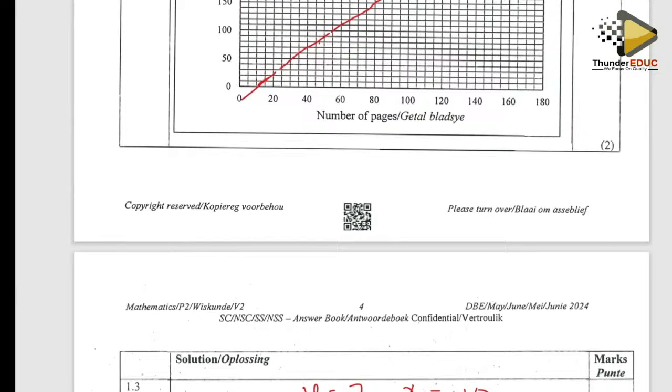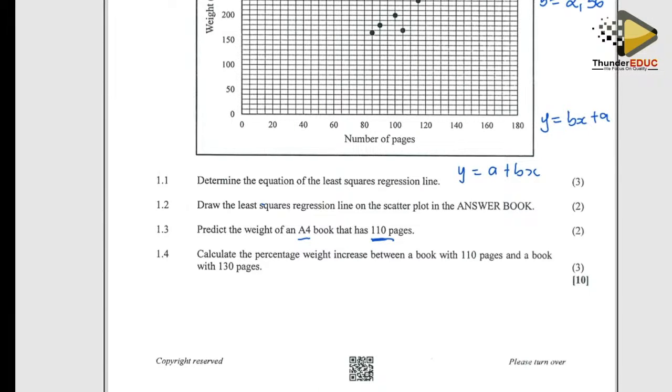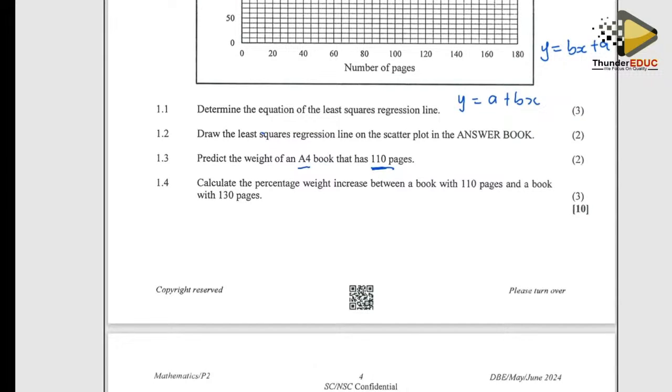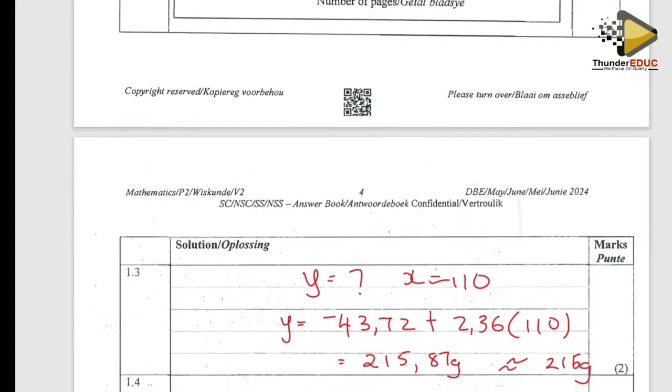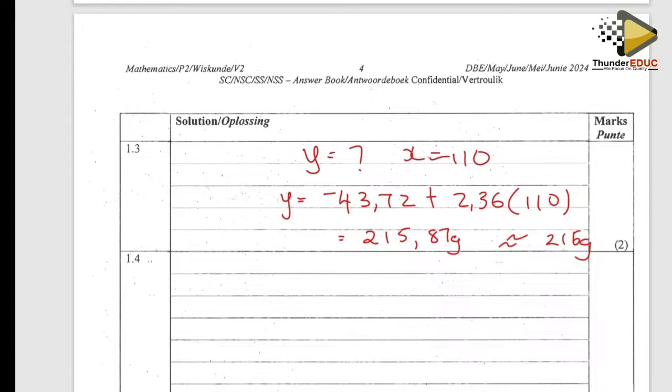Okay, so the question never told us to round off, but you can just leave it as that. Then 1.4, calculate the percentage increase, okay? Percentage increase between the book with 110 and then a book with 130. So we already have the weight with a book of 110, which was 215,87 grams.